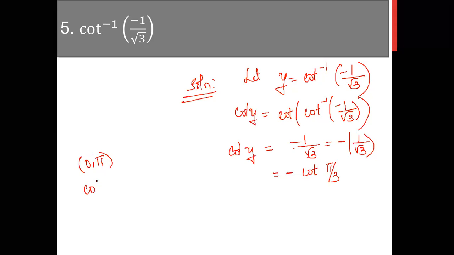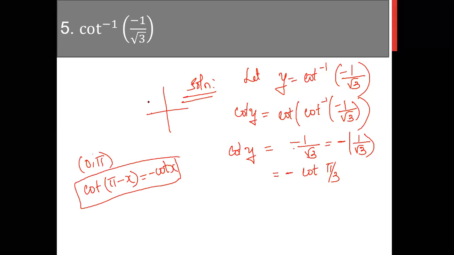Okay. We have a formula called cot of pi minus x is equal to minus cot x. Will you agree with this? Cot of pi minus x is minus cot x. Why? Because pi minus x comes in the second quadrant. In the second quadrant, except sine and cosecant, everything is negative. So you have to use this formula. So cot of pi minus x is equal to minus cot x.